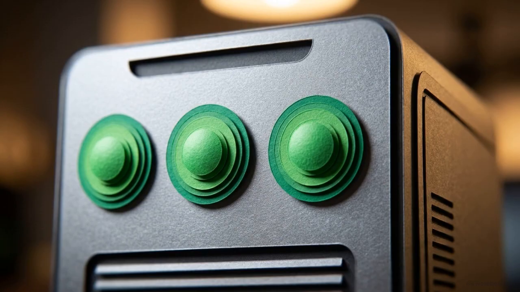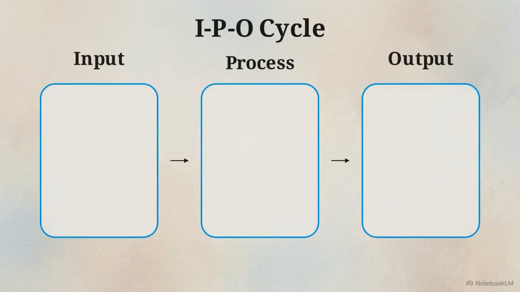To pull this off, they follow a very strict 3-step rule for everything they do. We call this rule the IPO cycle. That stands for input, process, and output. Let's start with input. This is any data or instruction given to the computer.